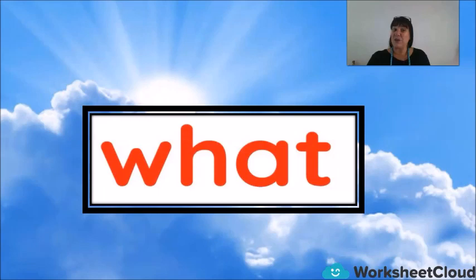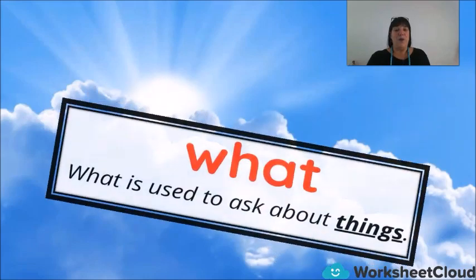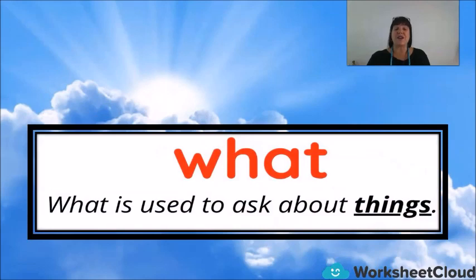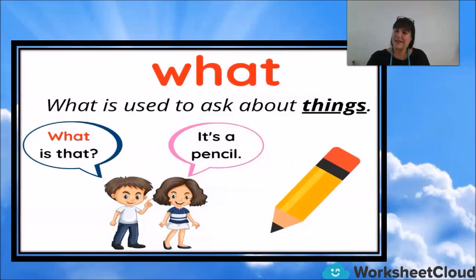What? If you see the word what in a sentence, you're going to need a question mark. What is used to ask about things. Remember, who asked about people, but what is used to ask about things. What is that? Answer, it's a pencil. So the first part, what is that, is a question, and the answer is, it's a pencil. So I need a question mark with what is that.